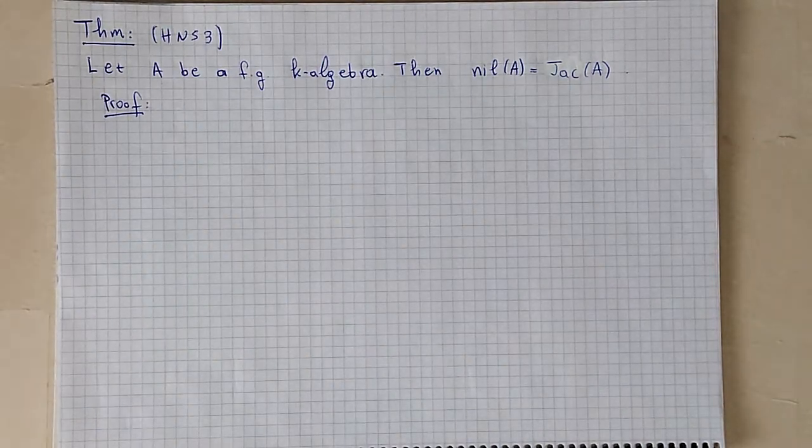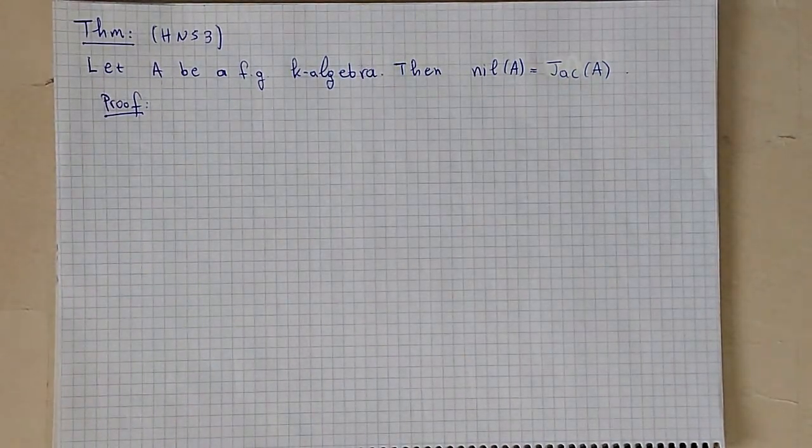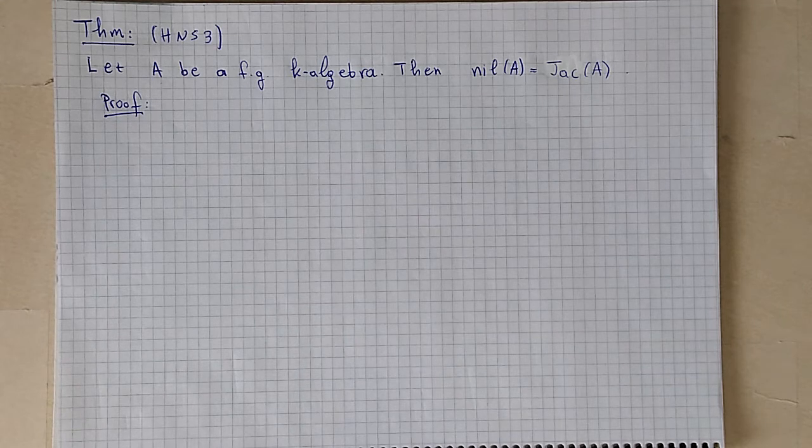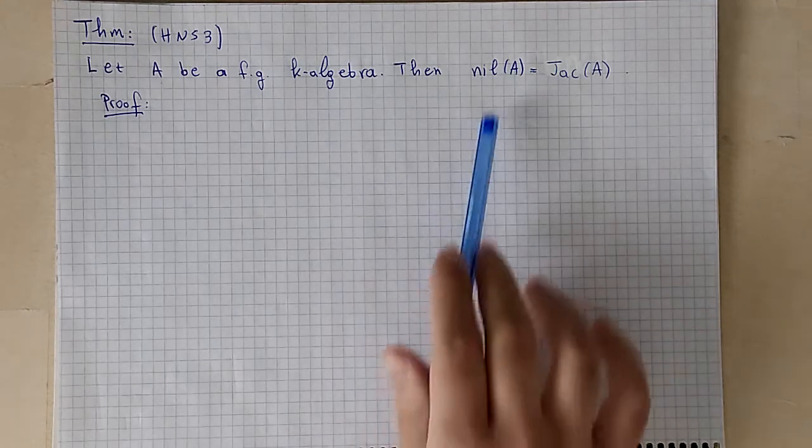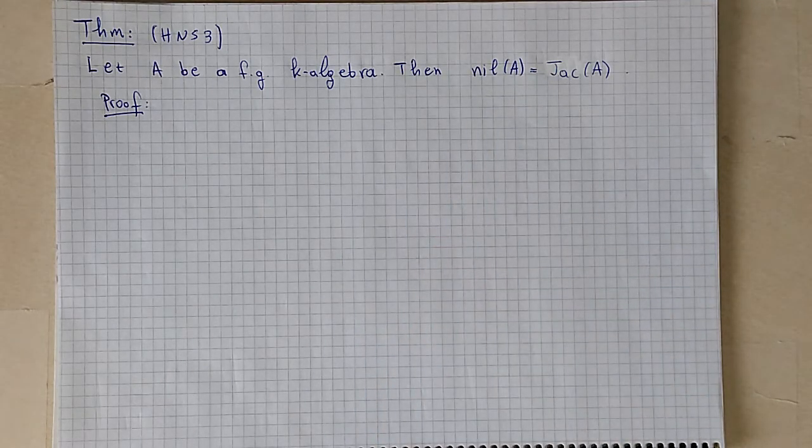Hello everybody. So in this video we're going to prove the third version of Hilbert's Nullstellensatz, which says the following. Once again we start with a finitely generated K algebra A, and the theorem says that the nilradical of A is equal to the Jacobson radical of A. So by definition this is the set consisting of all the nilpotent elements of A. And this is also by definition equal to the intersection of all the maximal ideals of A.